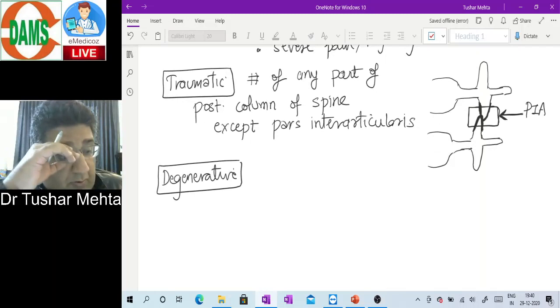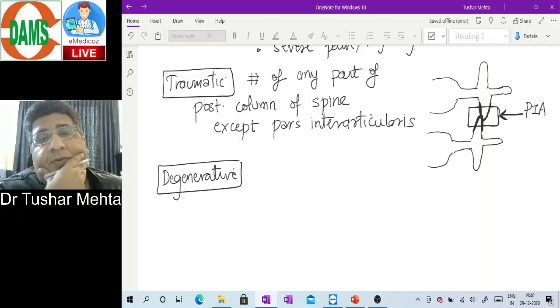You know, with age, there are certain degenerative things that happen to all of us. Our hair becomes white and bones become weak. That's a part of senility, a part of aging. Similarly, if you remember in one of the demo lectures that I took initially, I talked about osteoarthritis, degenerative arthritis.